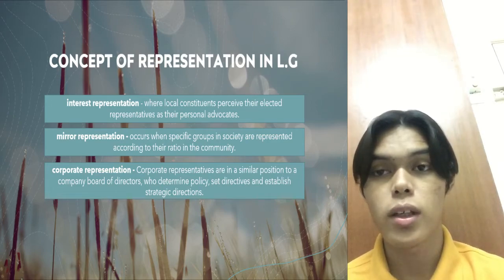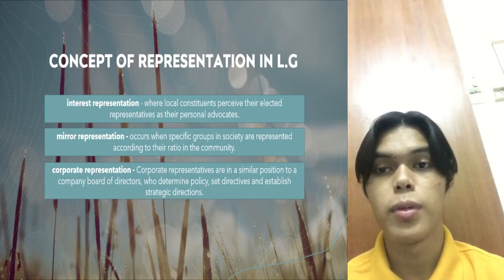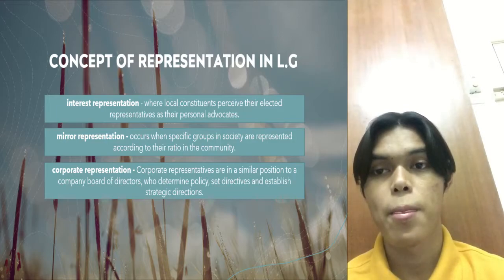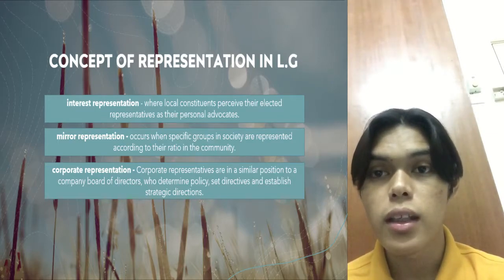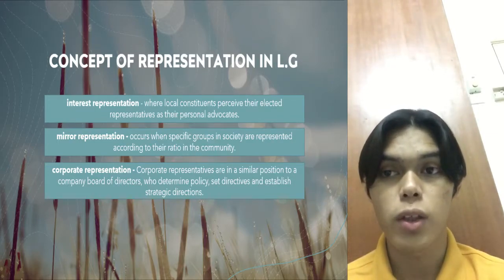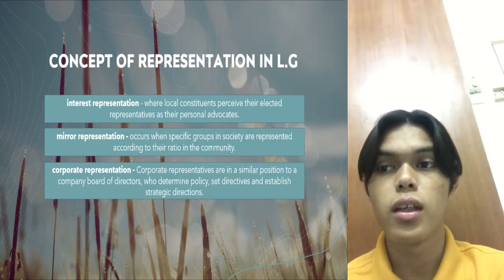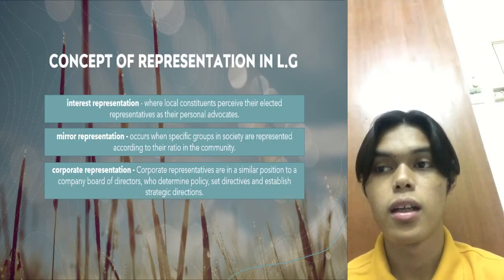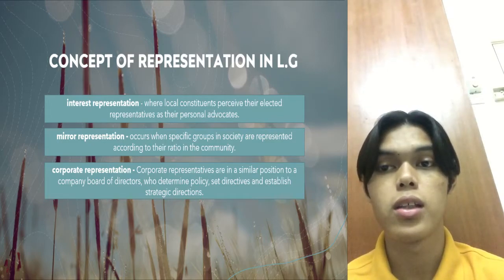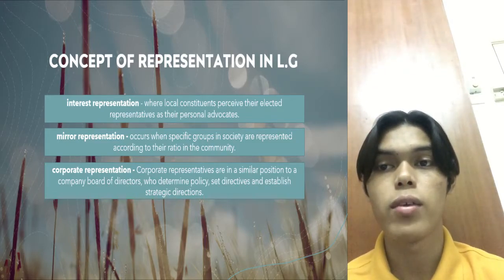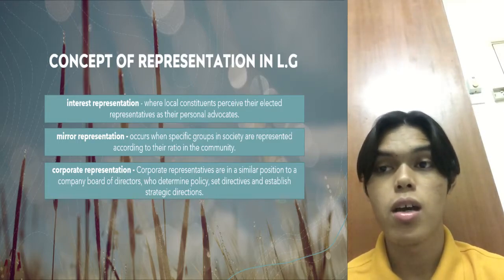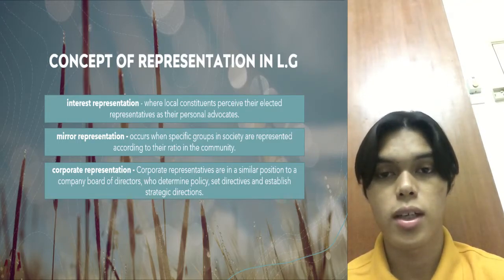The second one is mirror representation. Mirror representation occurs when specific groups in society are represented according to their ratio in the community. The mirror approach incorporates a sense of identity that is not tied to the party or geographical location. Rather, it depends upon the representative's characteristics as a reflection of those groups in the community.